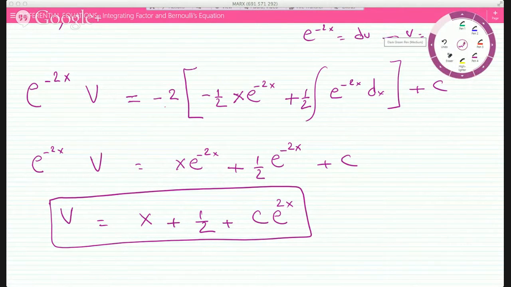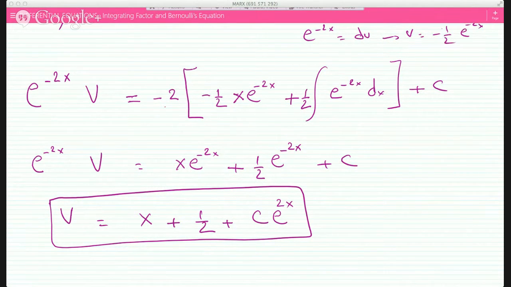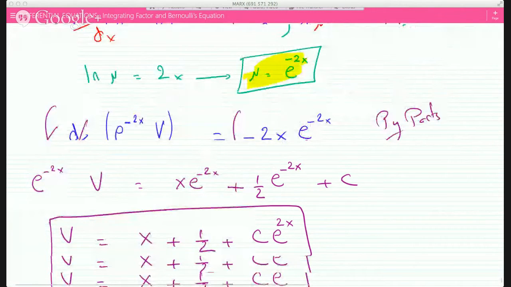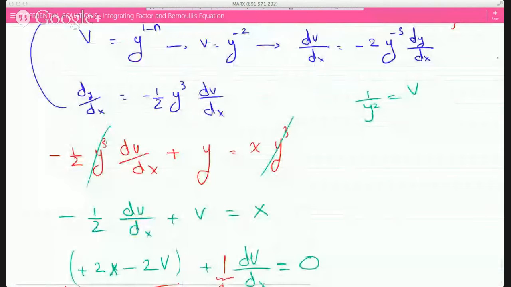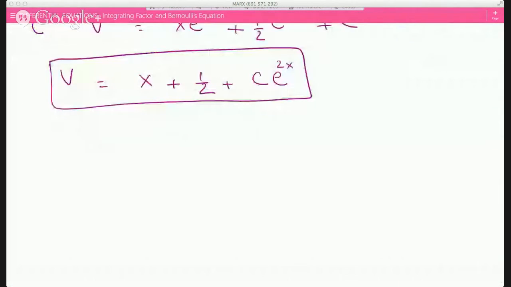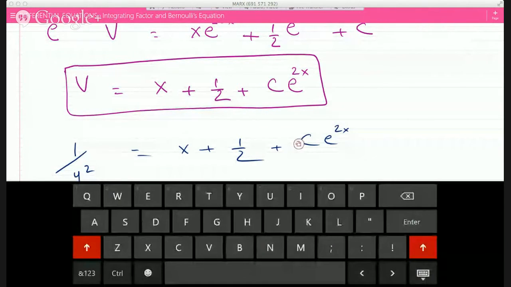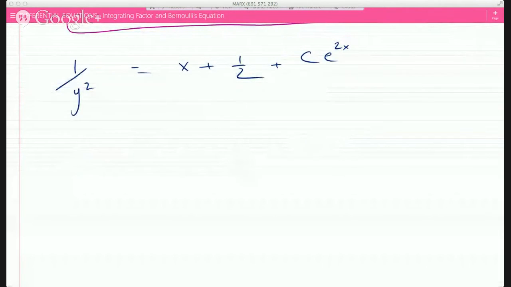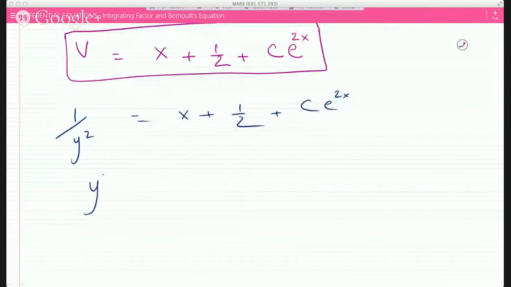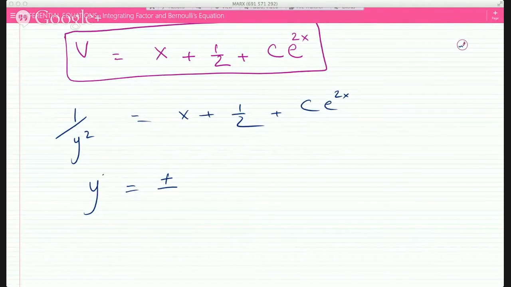And now we've already claimed at the very beginning that v was 1 over y squared. So that means 1 over y squared equals this here. So now all I have to do is flip it and take the square root, which could be plus or minus, by the way. So y is plus or minus. Are there any initial conditions in the question? Oh, y of 0 equals 1. Oh, we can find c then.